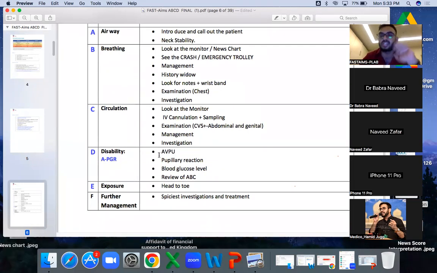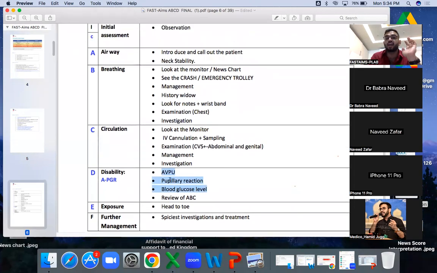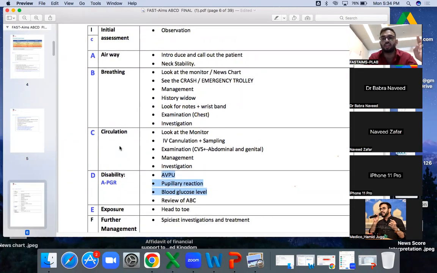On AVPU, my patient is alert. Otherwise, disability is related to GCS; instead of GCS, we use AVPU, okay? The second thing is pupillary reaction. To check the pupillary reaction, you need a light torch and it should be in your trolley. Blood glucose level: you will be checking the blood glucose level, and R is for review. These three are the things to be done, and review is again ABCD. You just need to have a look at the monitor and see the patient. So it is your disability mnemonic: AVPU, pupillary reaction, blood glucose, and review ABC.